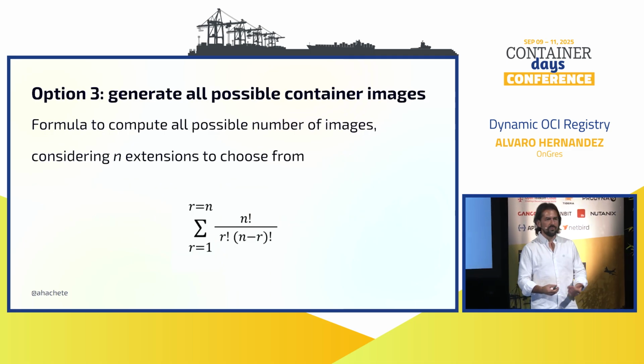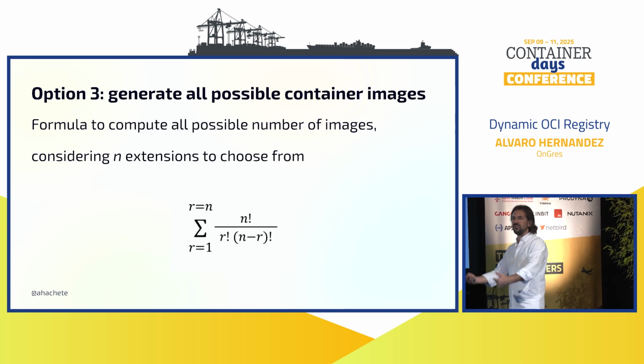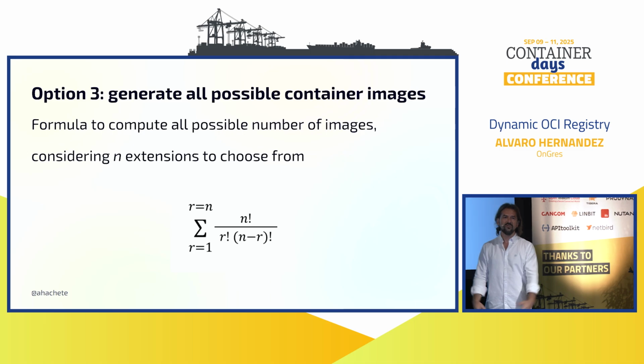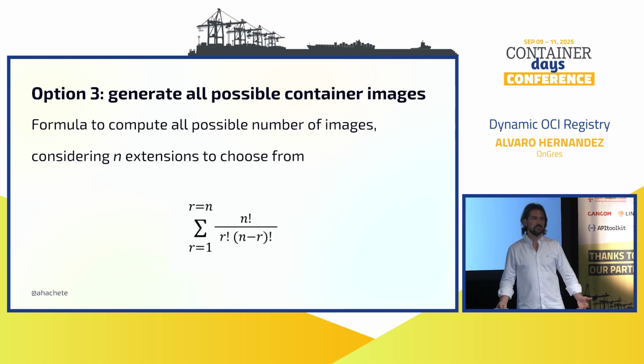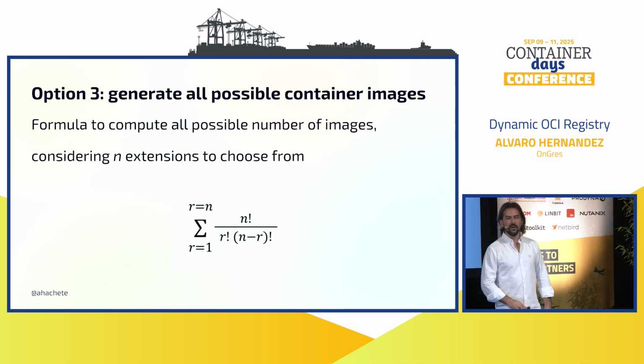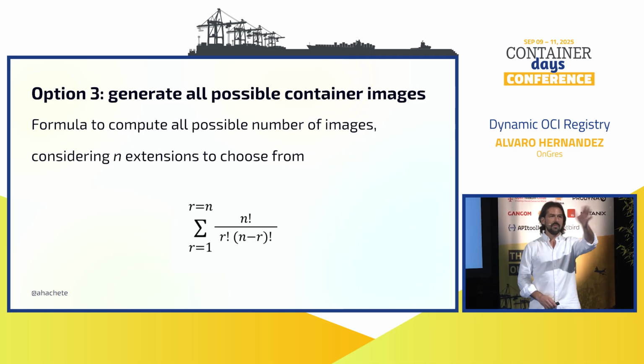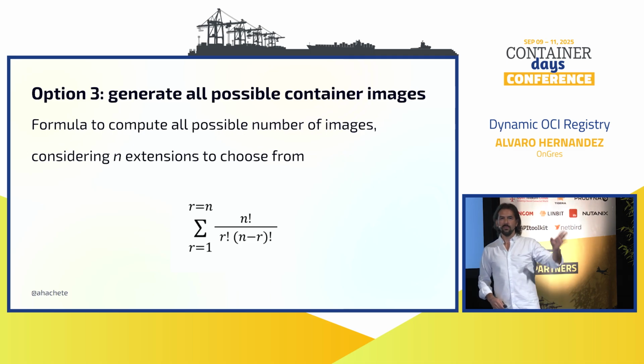So there's option number 3, which is what you would typically do with, let's say, a regular, or what I call static, container registry. Just generate all the images. Maybe we can do this. I don't know how good you are at maths, in particular statistics. I'm not very good, so this formula may be wrong, but this is what I came up with. Please correct me if I'm wrong.